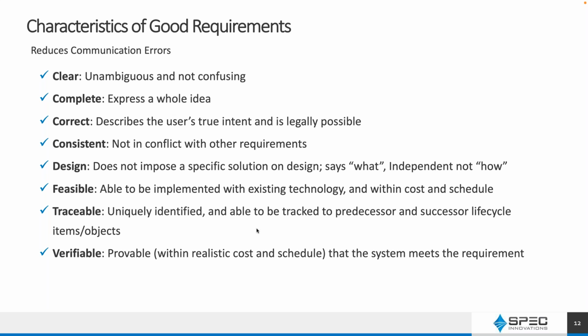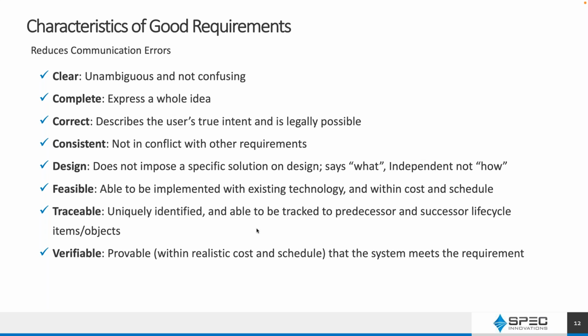Design: it doesn't impose a specific design solution. It's one of the biggest problems in requirements development. A lot of people will write a requirement because they know what they really want, and they really want that iPhone. So the requirement specifies all the different features of the iPhone. It doesn't just deal with the basic functional need of communications and things like that. So that's what you're watching for. You want to keep that independent, because otherwise you're not giving your design engineers enough flexibility to come up with a better solution.